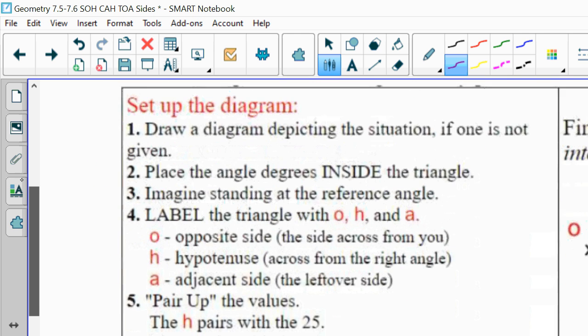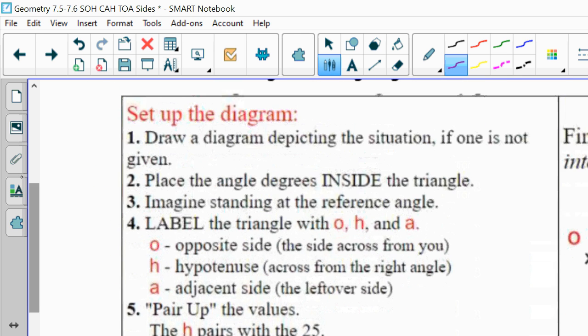So now we're going to talk about how we set up the diagram. First, we will draw a diagram depicting the situation if one is not given. So notice over here we have a picture. You place the angle inside the triangle. Imagine standing at the reference angle. So if this is the angle they give me, 42 degrees, I'm going to stand down here. I'm going to next label the sides. From where I'm standing, this is my adjacent side, A. This is my opposite side, O. And this is my hypotenuse. So then I look at, what has the problem given me?